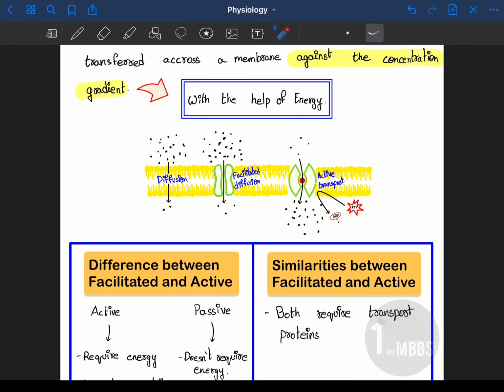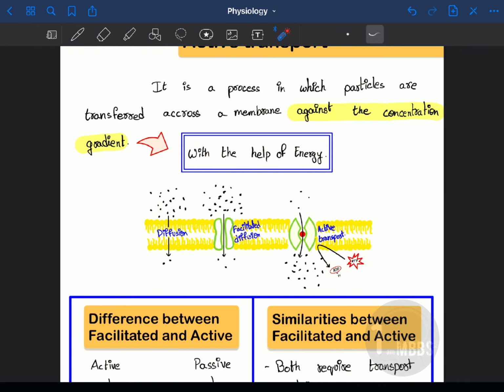Active transport. It is nothing but the movement of substances against the concentration gradient. To move the molecules against the concentration gradient, we basically require energy. Energy of any form. Here the energy of ATP is used, which is broken down to ADP and Pi, and the molecules are transferred from a gradient of low concentration to high concentration.